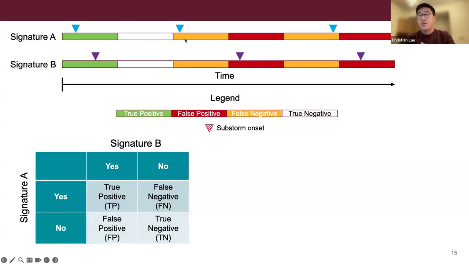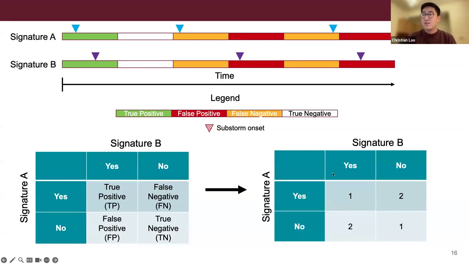Then the following window has an event in signature A, but not in signature B. Therefore, that's a false negative, labeled in yellow. And then the next window has no event in signature A, but an event in signature B, so that's a false positive and labeled in red. So once we've labeled all the windows, we just count the number of each type and fill in the elements of a contingency table, as so. So this table corresponds to the time series above, where there's one true positive, 2 false negatives, 2 false positives, and 1 true negative. However, the contingency tables themselves are not very understandable.